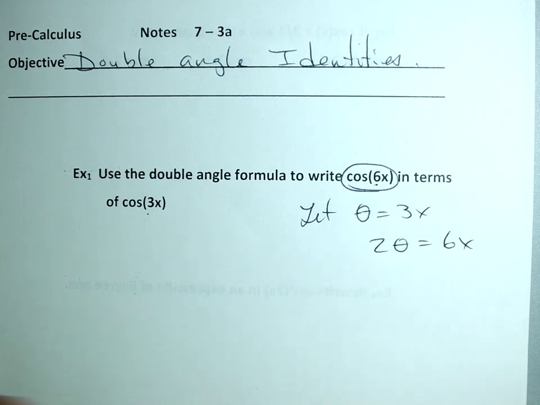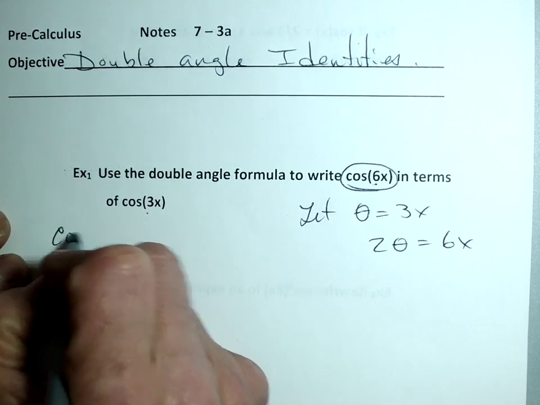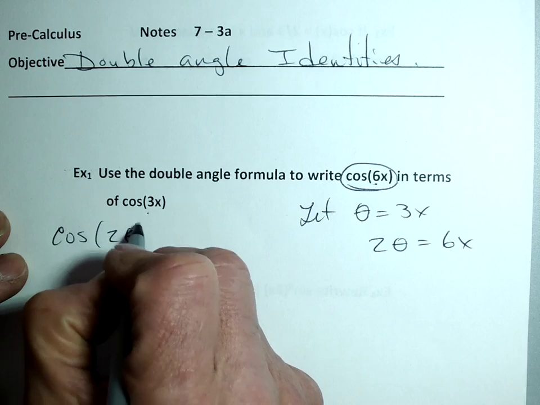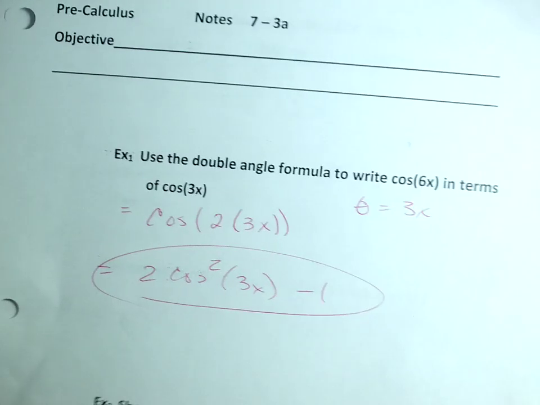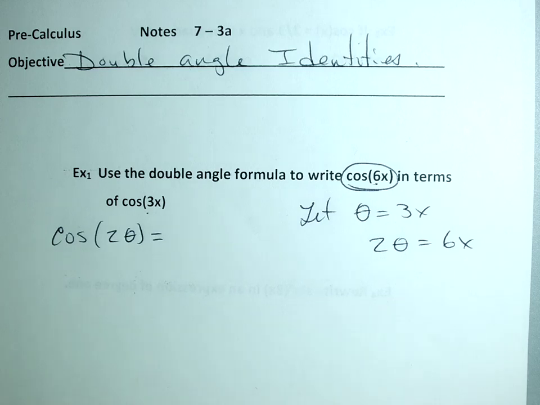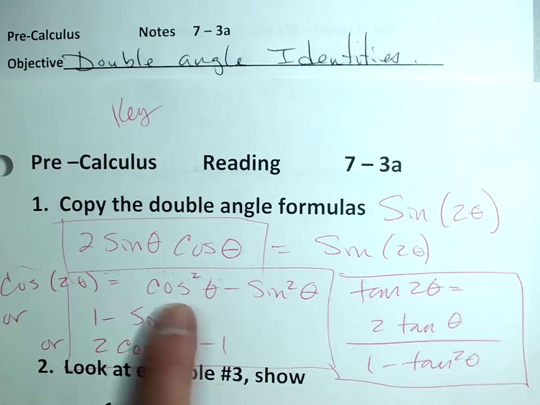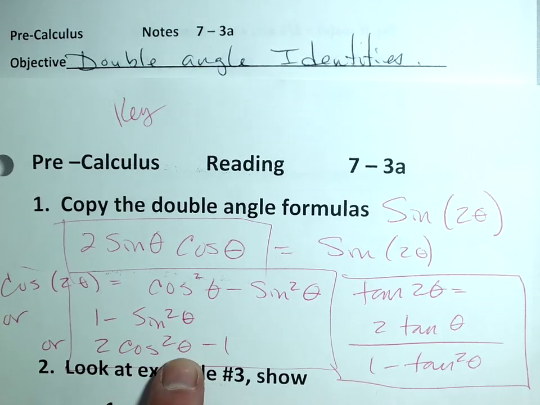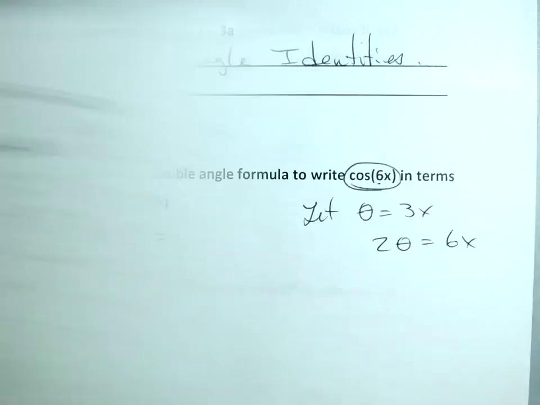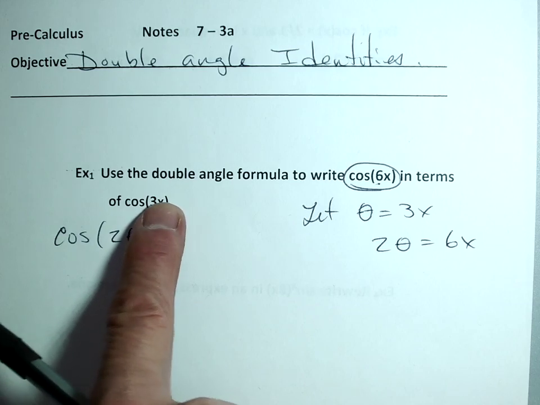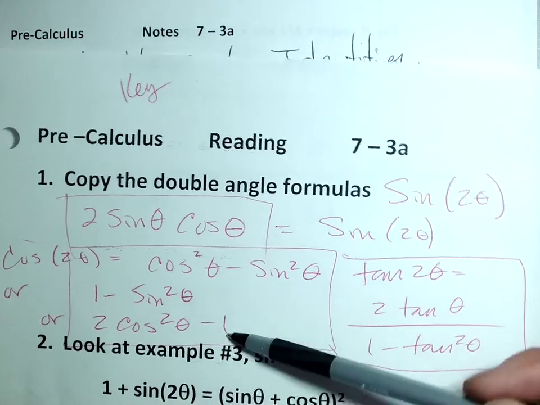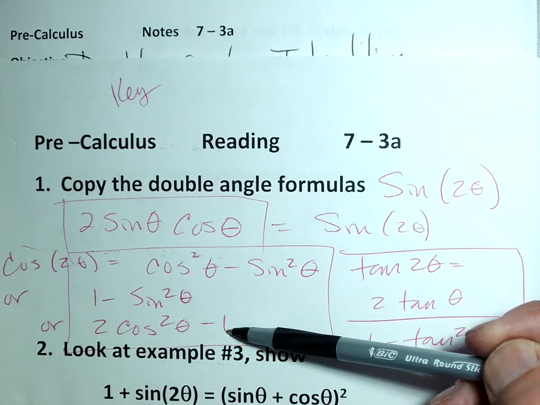So we're going to look at cosine of 2 theta is equal to. Now, we've got a choice of any of these. We've got 3 choices for cosine: cosine squared minus sine squared, 1 minus 2 sine squared theta, or 2 cosine squared theta minus 1. Which one am I going to use? Look at the question: it's in terms of cosine. So I'm going to pick the third one because it's in terms of cosine.